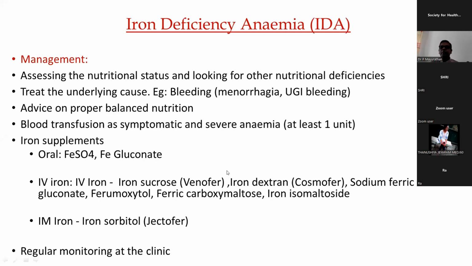There are formulas to calculate how much you have to give. You can go through that and give the dose. So IV iron is relatively safe, and it is the best way to get the iron in quickly. But efficacy-wise, all are the same. So whatever way you give the iron, it's going to increase the hemoglobin by 1 gram per week, whether you give IV, IM or oral iron.